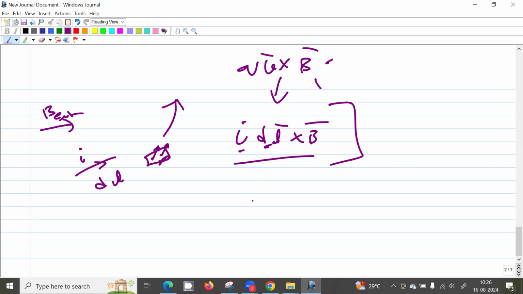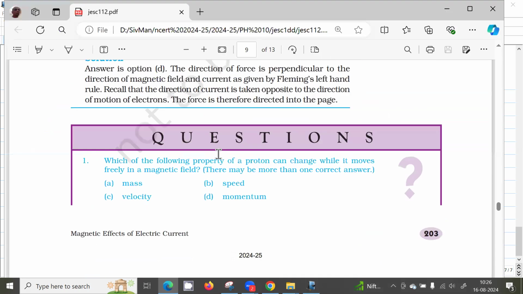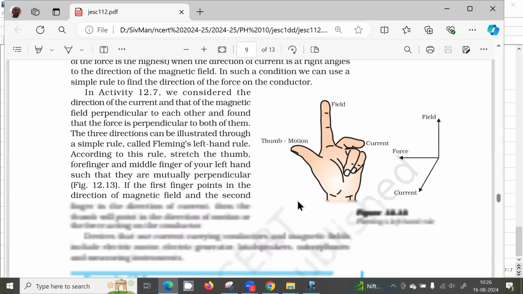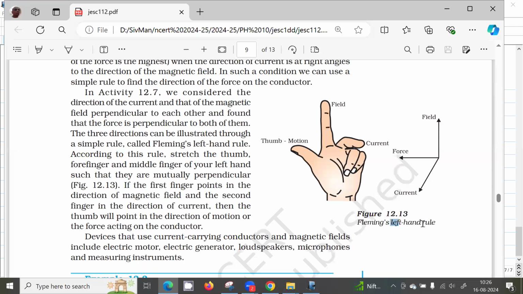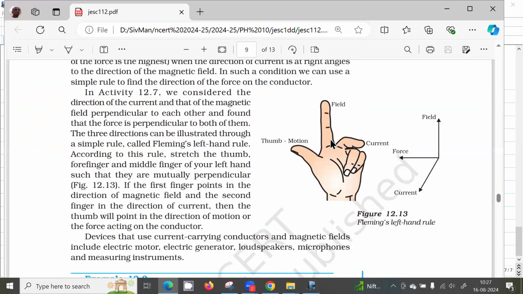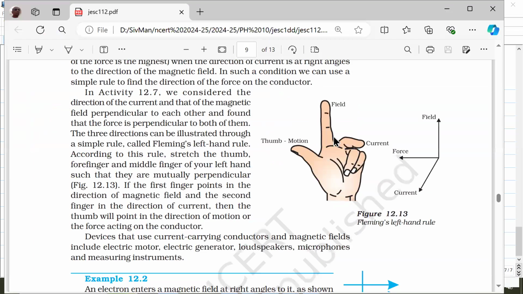But for tension, it's not required. You just have to get the direction of the force using the left hand rule. The first finger is the field, the middle finger is the current, and the thumb will give the direction of the force. But here in integrated course, we know the direction of force is I dl cross B. If you use that here, I dl is this one, B is this one, so I dl cross B is the thumb direction.